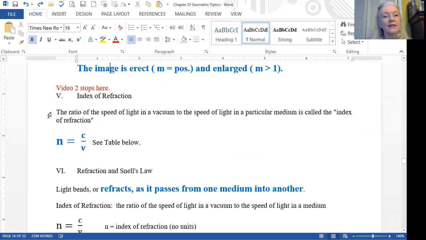You will see that the index of refraction is defined as the ratio between the speed of light in the vacuum and the speed of light in a particular medium. We symbolize the index of refraction with a lowercase n, and the speed of light in a vacuum is symbolized by the letter lowercase c, and the speed of light in any kind of a medium would be just a little v. We're going to use this equation, n is equal to c divided by v, in a few examples. So you'll want to know the formula for your study guide.